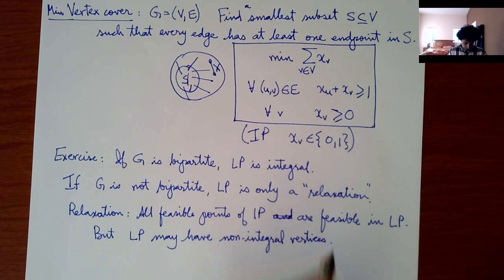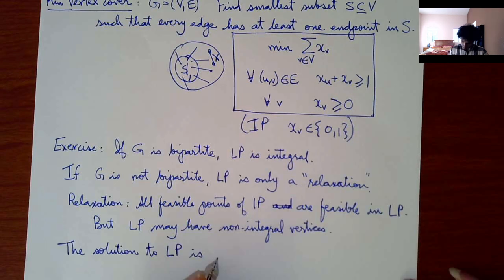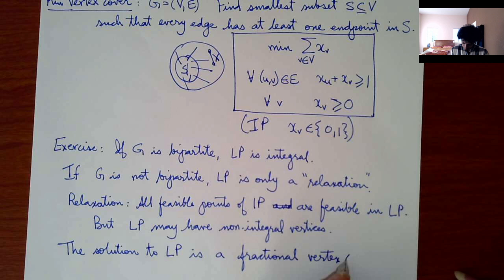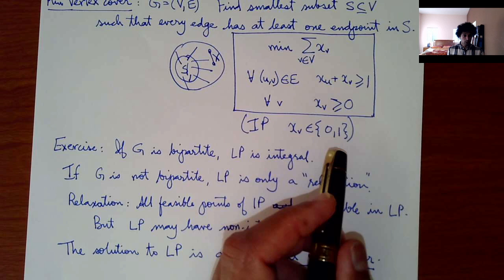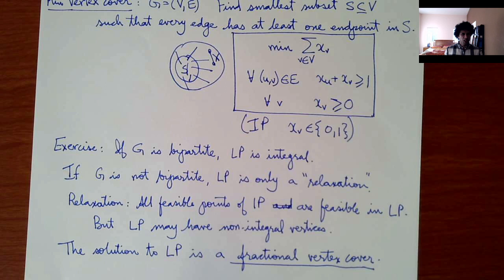Another way this is interpreted is that the solution to the LP is a fractional vertex cover. What this means is you can imagine that xv is like a fraction. Instead of in the IP, where either you take a vertex, which means xv is 1, or you don't take a vertex, xv is 0, in the LP you get to fractionally pick a vertex.